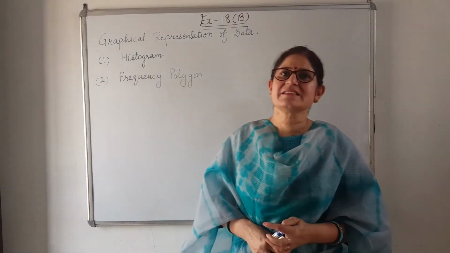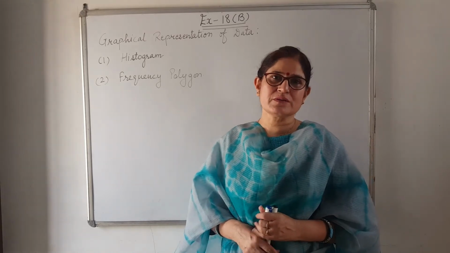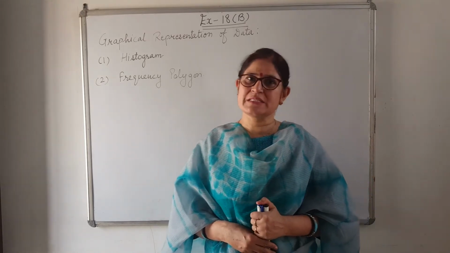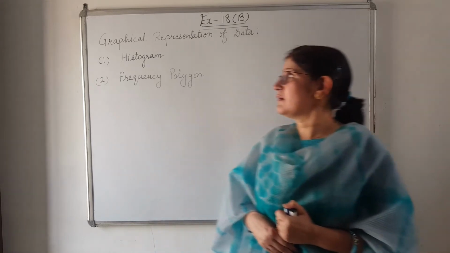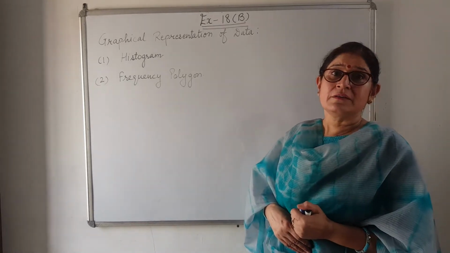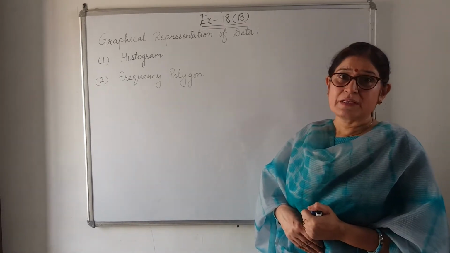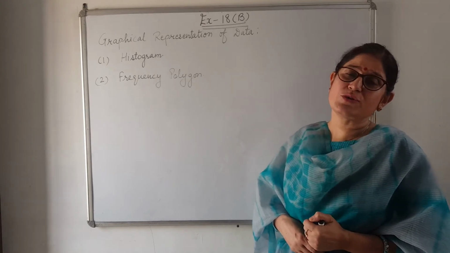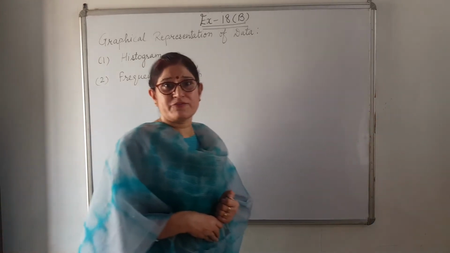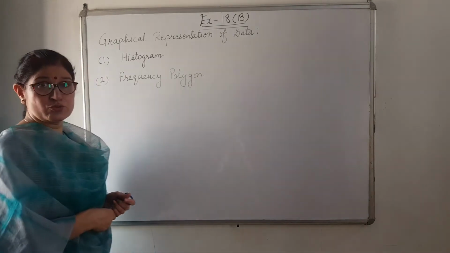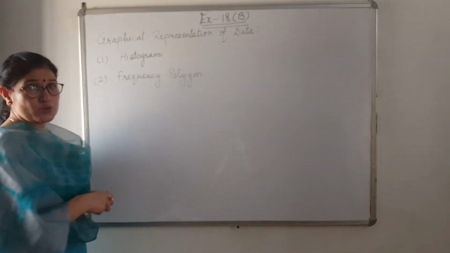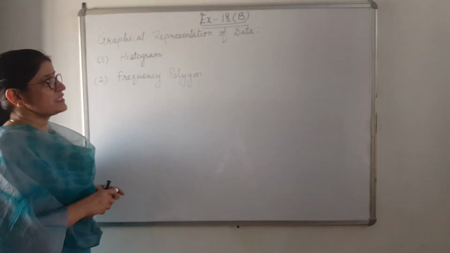As in exercise 18A we have learned about class intervals, frequency, cumulative frequency. In this exercise we will learn how to represent the data in graph form. There are various methods to represent numerical data graphically. Here we will learn about two methods. The first one is histogram and the second one is frequency polygon.